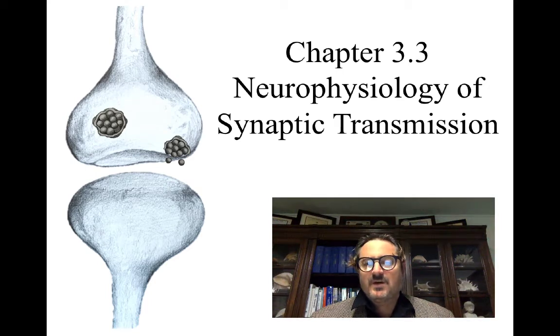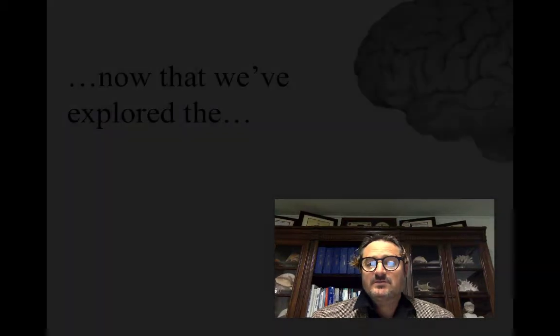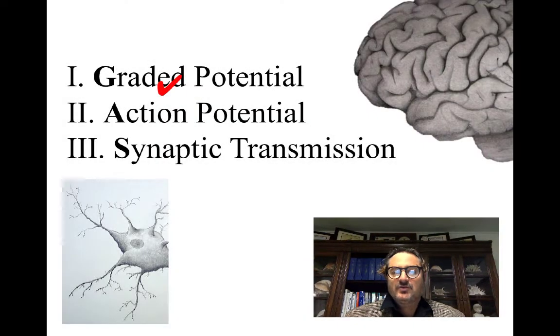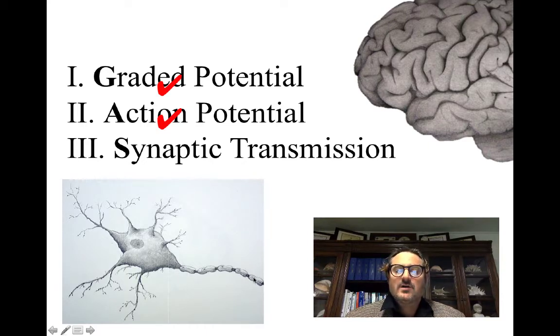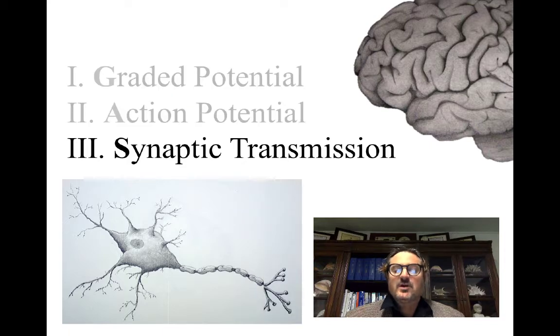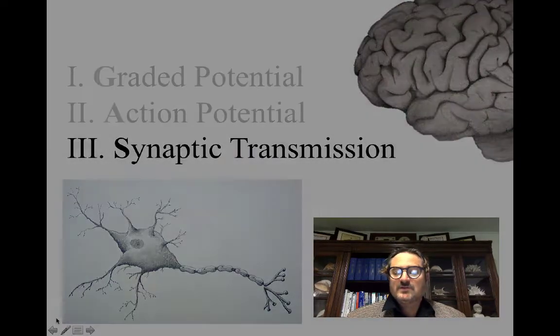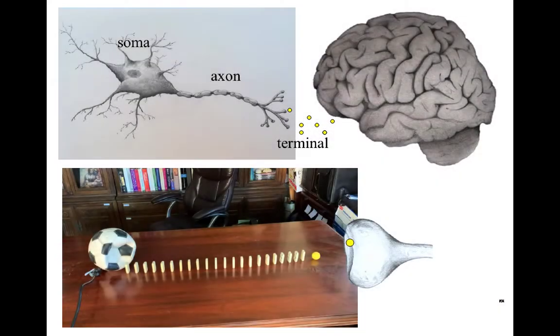Hello, I'm Dr. DeBellis, and I'd like to talk to you about the neurophysiology of synaptic transmission. So, now that we've explored the graded potential, which occurs in the cell body and dendrites, and we've also discussed the action potential, which occurs in the adjacent axon, we're going to move on and talk about synaptic transmission, which occurs in the axon terminals of the neuron and results in the release of a neurotransmitter into the synapse.